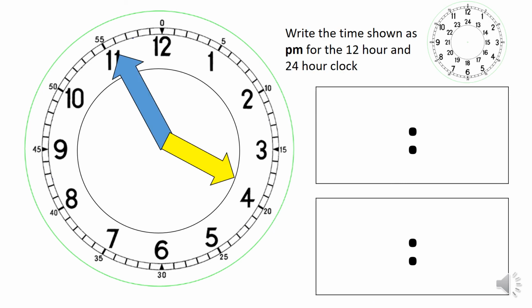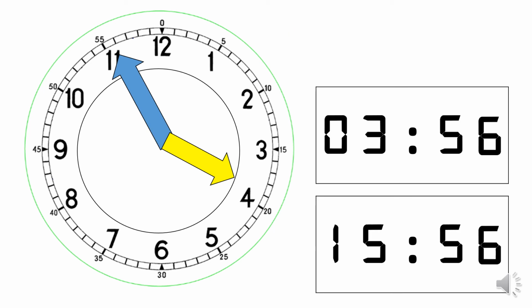Next one, 3:56. How would you write 3:56 digitally for the 12 and 24-hour clock? Take a pause in the video. Here we go, 3:56 is shown here, and the 24-hour clock is shown here.